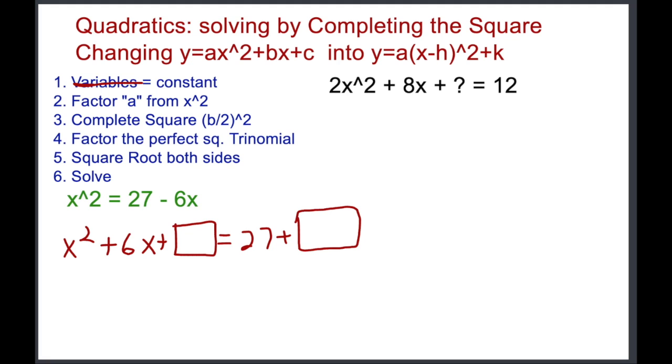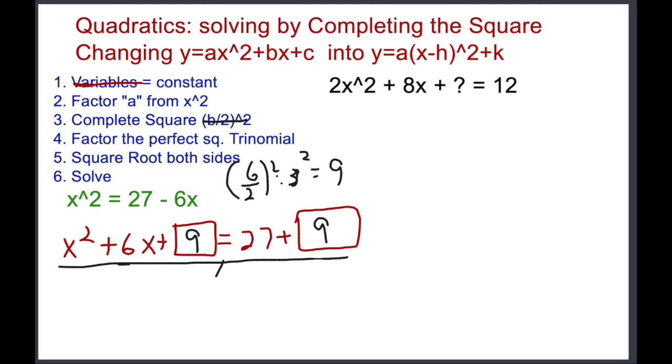Let's use our formula. Our formula is b over 2, quantity squared. Our b in this case is a 6, so we have 6 over 2, quantity squared, which is 3 squared, which is 9. So that means this is a 9. Not only is this a 9, this is a 9. Remember, we have to keep this thing balanced. If I come up with a brand new number to add to one side, I have to balance it and add it to the other side.